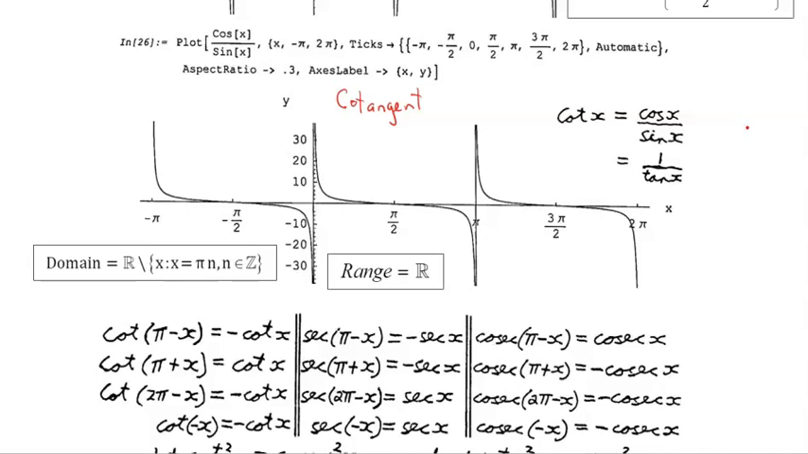So the domain becomes the reals excluding the set of points x such that x equals pi times n, where n belongs to the integers.